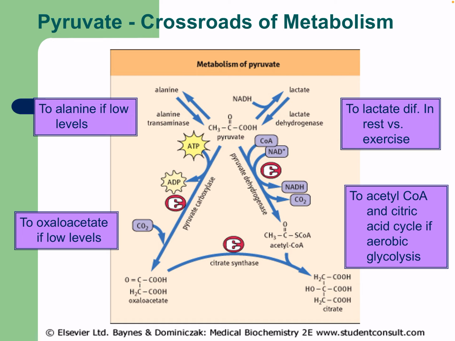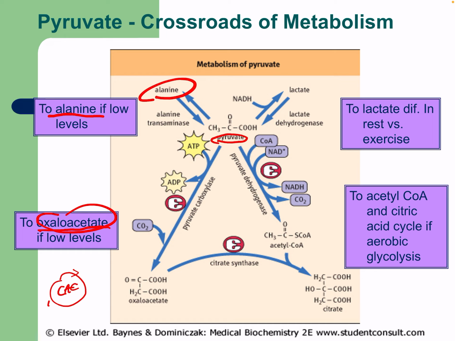So again, this is that crossroads we talked about. Essentially, pyruvate has so many different paths. Pyruvate can form alanine if alanine levels are too low, so we can detect that and fix it. Same with oxaloacetate, and we need oxaloacetate to keep the citric acid cycle going.